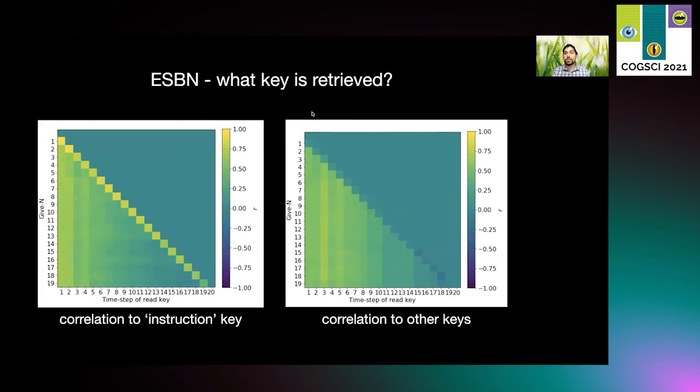We can also ask what key is being retrieved as a sanity check. So on the left, we have the correlation of the currently read key to the instruction key. And on the right, we have the correlation to all the other keys. And on the x-axis, this is the time step. And on the y-axis, it's the given n. And what this shows is that at the time when the network should say stop, because it's completed the given task, the correlation is very high to the instruction key along the diagonal, while it's low to the other keys.